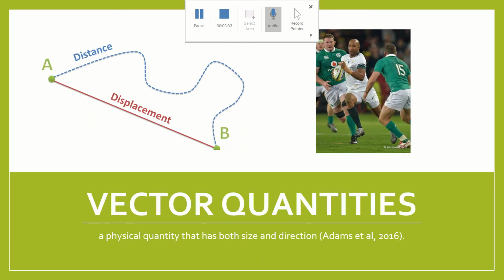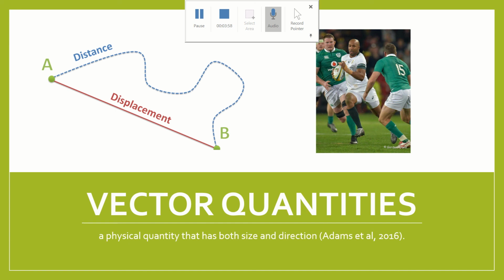A vector quantity can be described as a physical quantity that has both size and direction. We now have displacement, which is the shortest distance between start and finish. For example, a rugby player might run a distance of 25 meters in order to get around the defenders. However, their displacement might only be 12 meters because that is the distance between the start and the finish point.